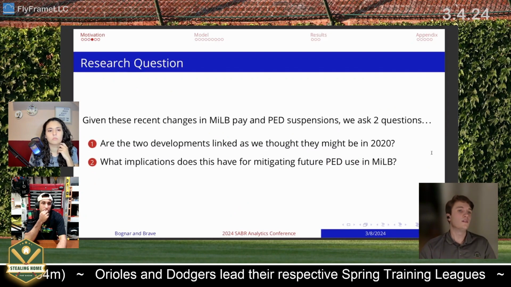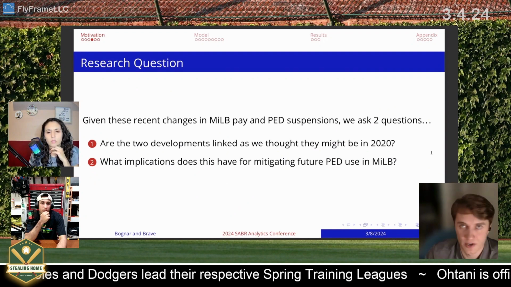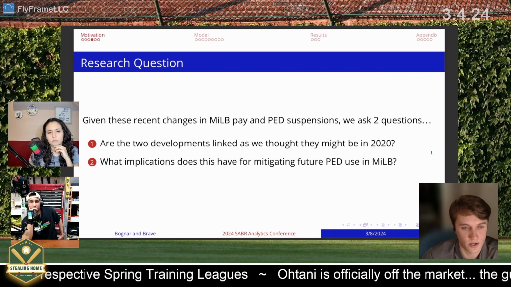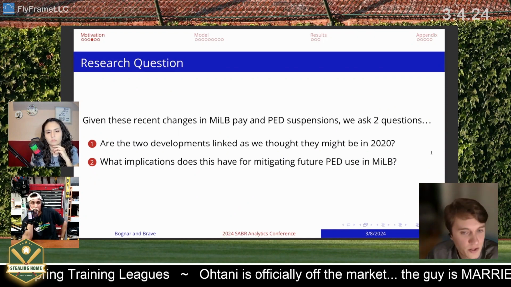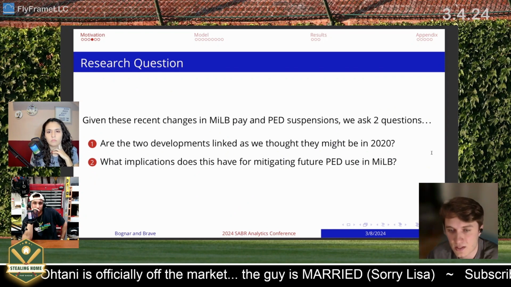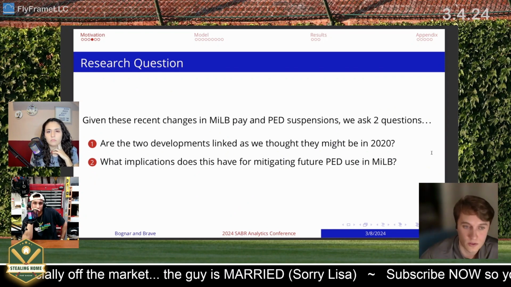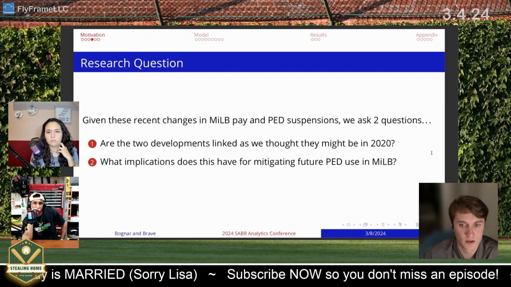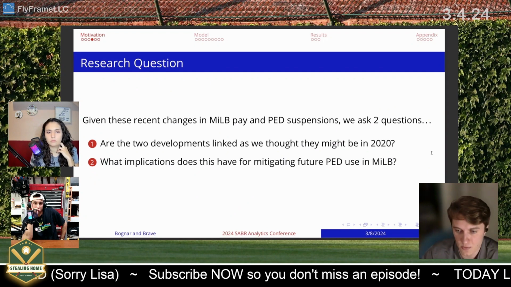And so, with this being said, I already alluded to what our research questions are, but we write down 2 research questions. First, we ask, are these 2 developments between minor league baseball pay and PED suspensions still linked as we thought they were, pre-COVID? And also, what implications does this have for future PED use in minor league baseball?